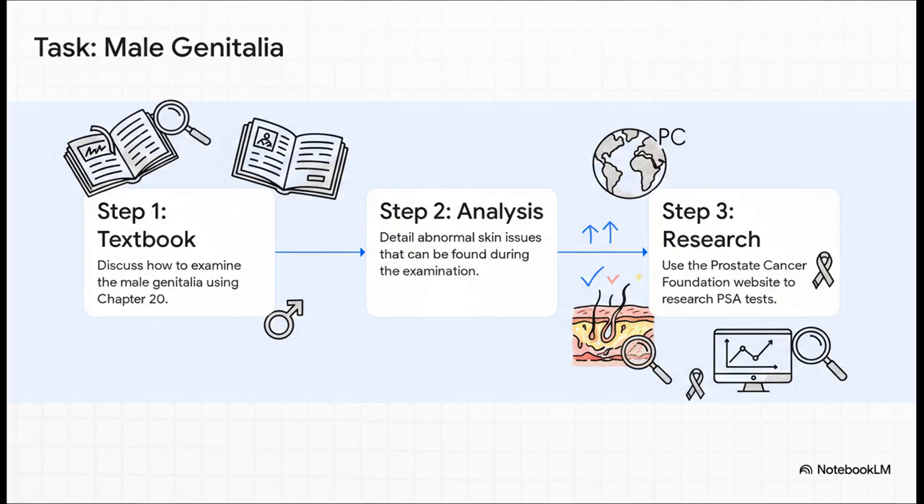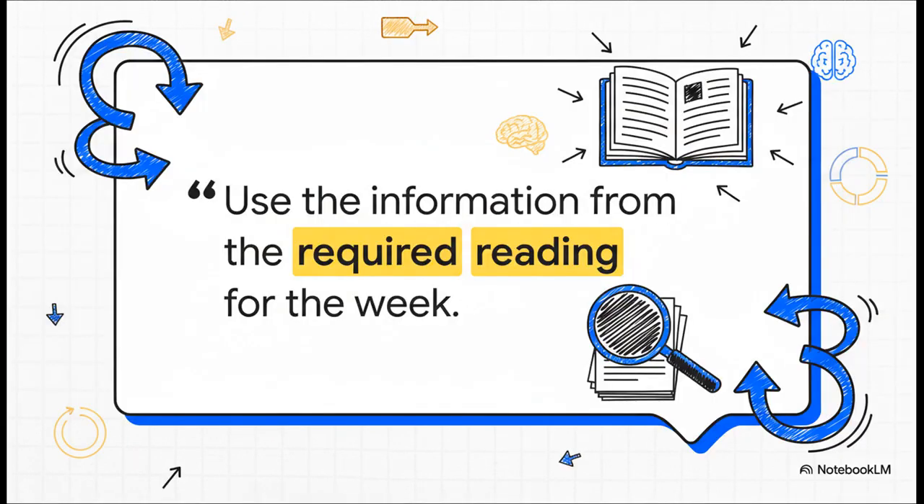And what about the M to Z group? They follow the exact same parallel path. They start with the textbook for the fundamentals, then move on to identifying abnormalities, and then they use an expert external source, the Prostate Cancer Foundation, for deeper research. The key thing here is that the structure is identical. That means both groups are practicing the exact same research skills, just with different content. This one little instruction right here, it's the anchor for the entire assignment. It makes it crystal clear that this isn't about just Googling answers. It forces students to really engage with the course materials, making sure they're learning what the instructor actually intended.